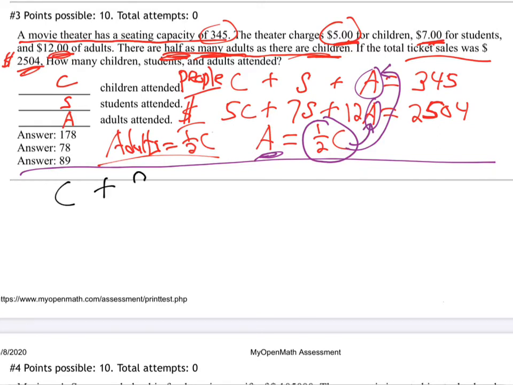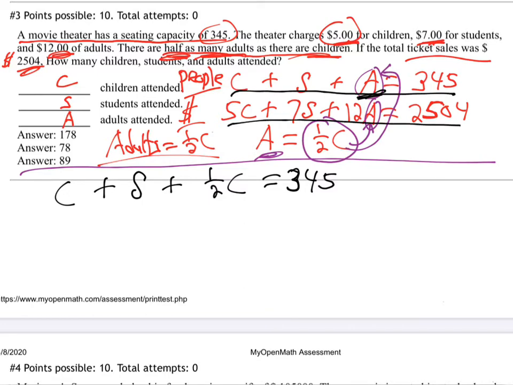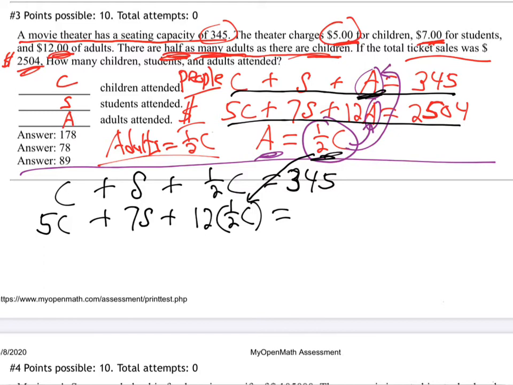So that would give us C plus S, plus then when we come to A here, it's going to be a half C equals 345. And then that's the first equation. And then the second equation is 5C plus 7S plus 12 times A, but what is A? A is half C. Makes sense. I plugged a half C in there for A. Equals 2504.